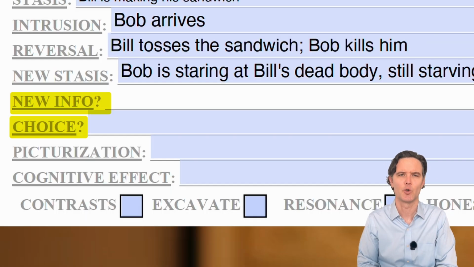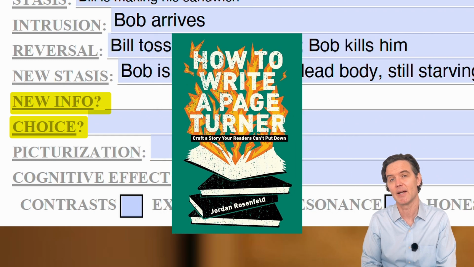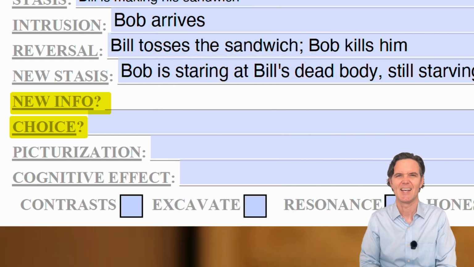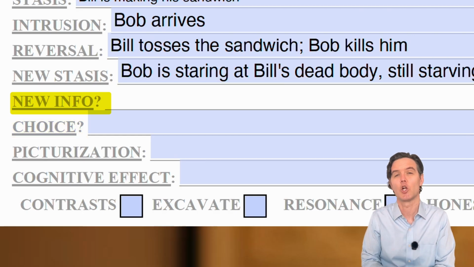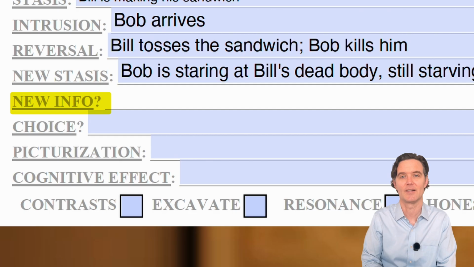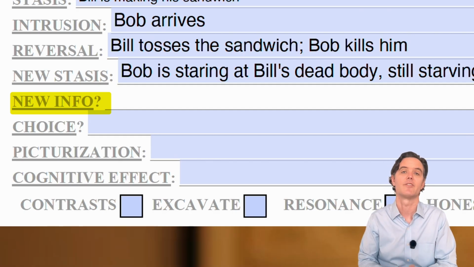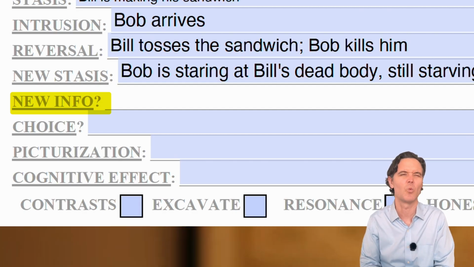New information and choice. Last video, I talked about Jordan Rosenfeld's great book, How to Write a Page Turner. This comes from that. And her thesis is that every scene should give a character new information. Do we learn something new in this scene that helps them advance toward their overall goal? Again, you don't have to have all this stuff in every scene, but I like to put this check in just to make sure, do I actually want new information to come in this scene?